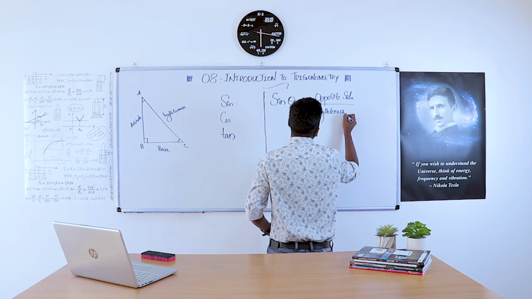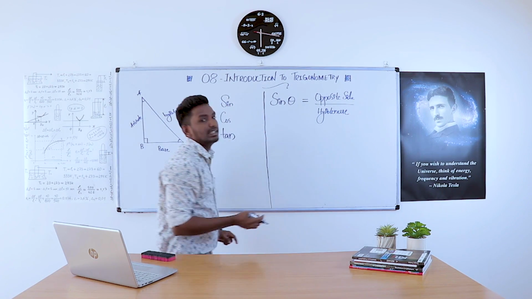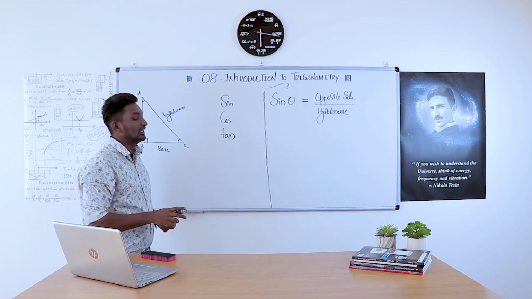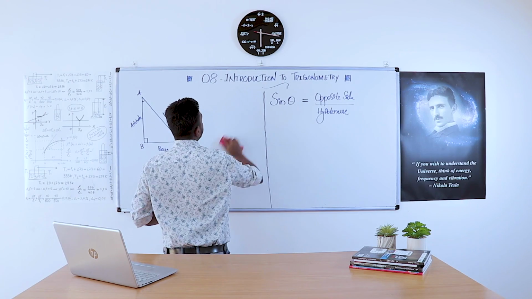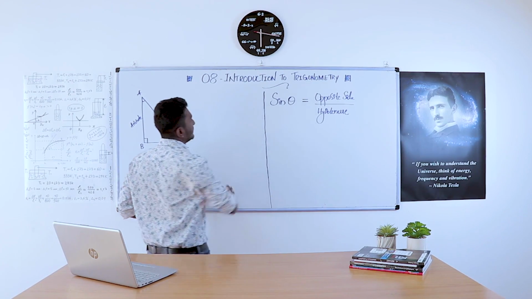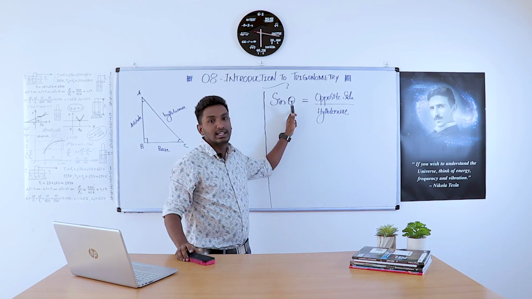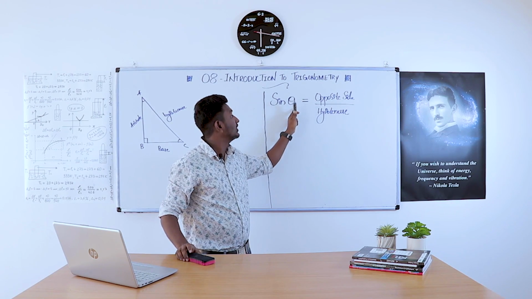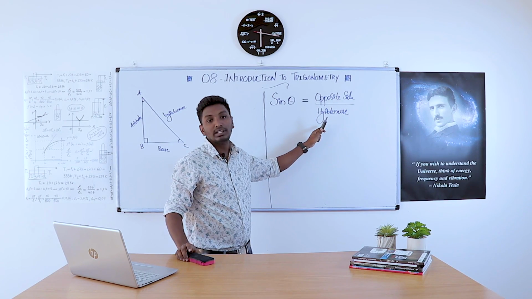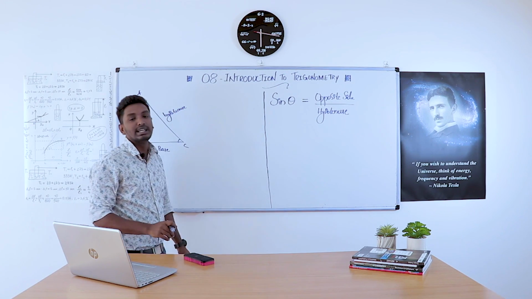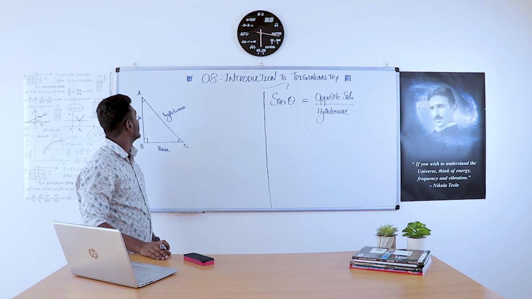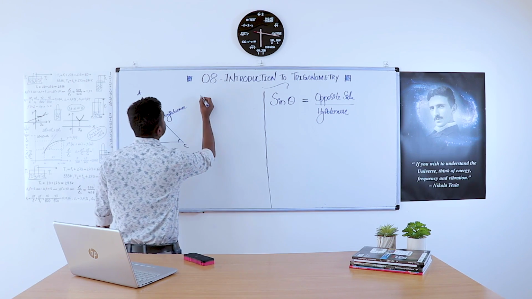This is the general equation for finding sine theta. What is sine theta? Sine theta is opposite side by hypotenuse. If theta is the angle, then take the opposite side of that angle by the hypotenuse of that triangle. That gives the sine value of that angle. So now we can find what is sine A here.